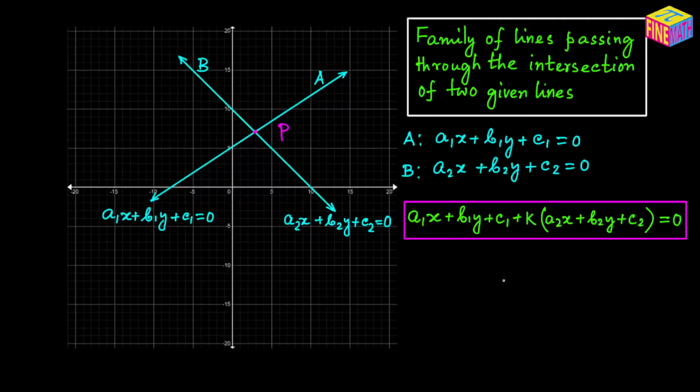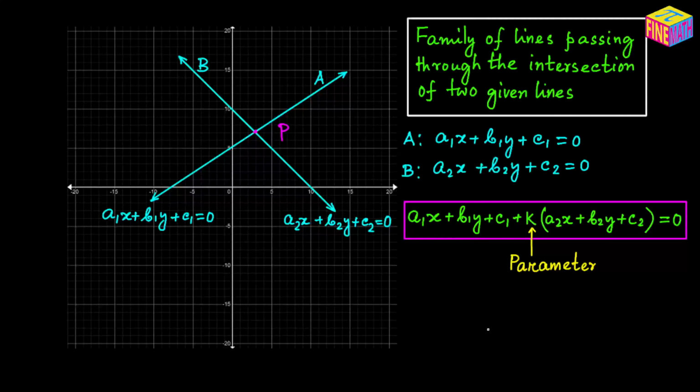Now here a sub 1, b sub 1, c sub 1 and a sub 2, b sub 2, c sub 2, all of those are known numbers. They will be provided in the question, and the only unknown in this new equation is the k, which is the parameter in this case. So by changing the value of k, we can create all the equations for all those straight lines that will be passing through the intersection of these two given straight lines.